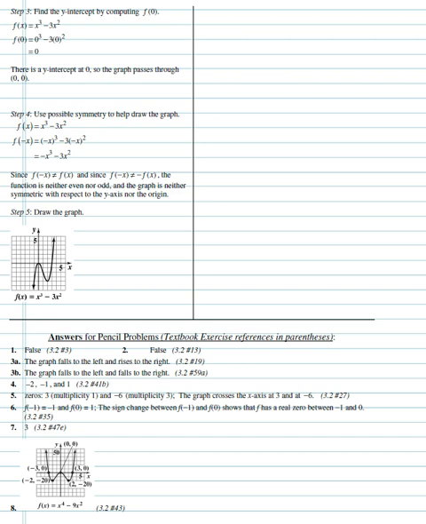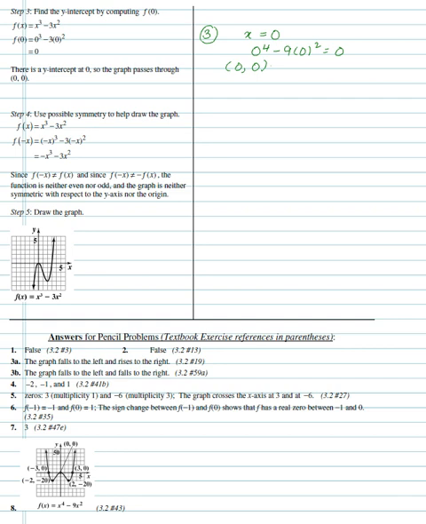Step 3 is to find the y-intercept. How do I find the y-intercept? I set x equal to 0. So 0 to the power 4 minus 9 times 0 squared is equal to 0. That means the graph passes through the origin, 0, 0.